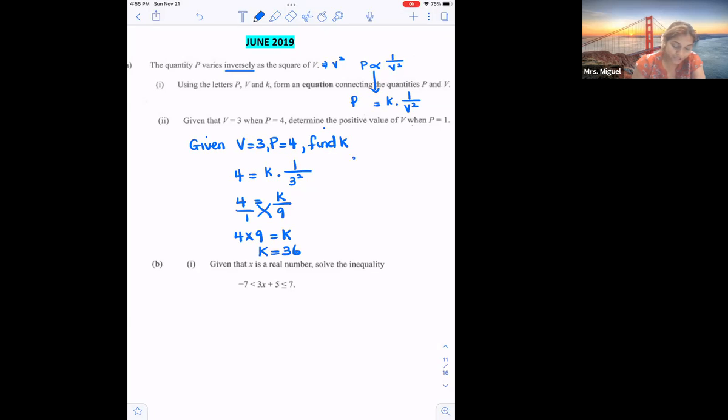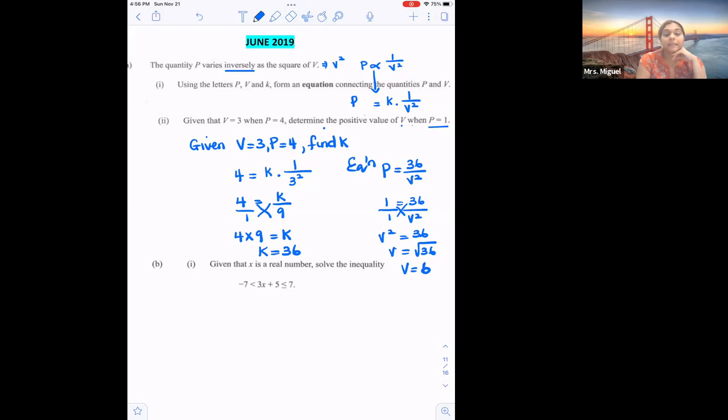So my equation becomes P is equal to 36/V squared. We want the value of V when P is 1. So 1 is equal to 36/V squared. If we cross multiply, V squared is equal to 36. So V is the square root of 36. V is equal to 6.